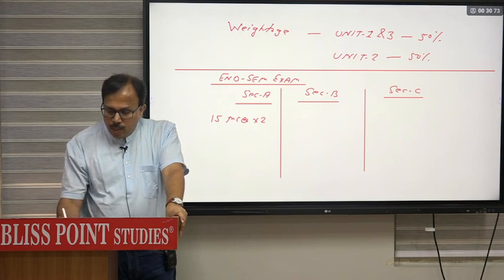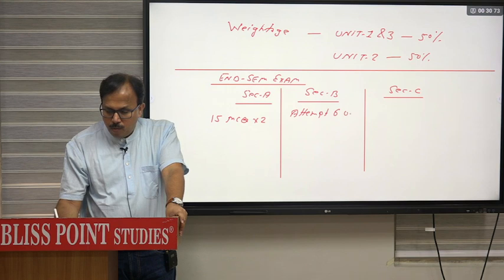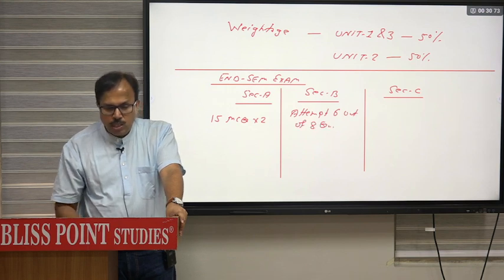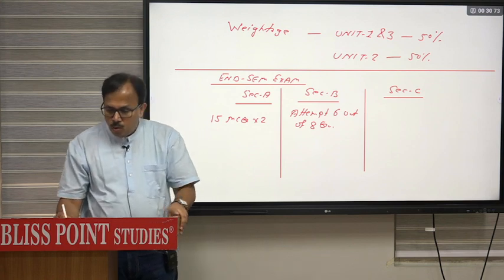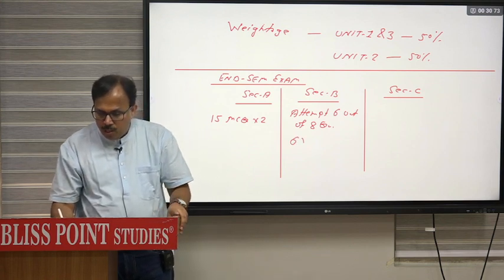In the second section you have to attempt 6 out of 8 questions. So you are attempting 6 questions, basically 6 into 5. 5 marker question है, 30 marks ये होगा.